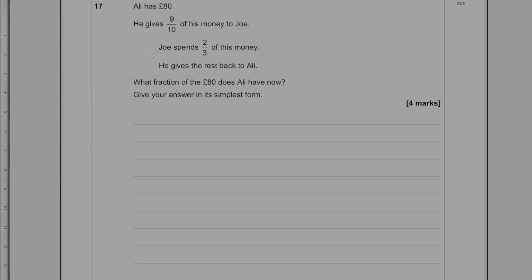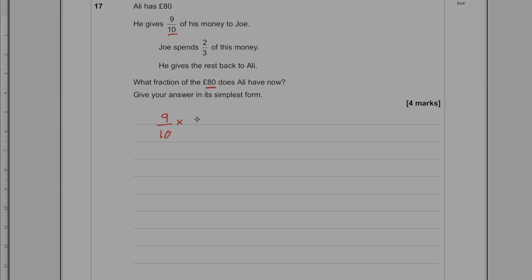Okay, question 17. Ali has £80. He gives 9/10 of his money to Joe. Joe spends 2/3 of this money. He gives the rest back to Ali. What fraction of the £80 does Ali now have? So actually, I don't think the £80 is needed in this question. So let's look at this. He gives 9/10 of the original amount. Joe spends 2/3 of the money and gives the rest back.